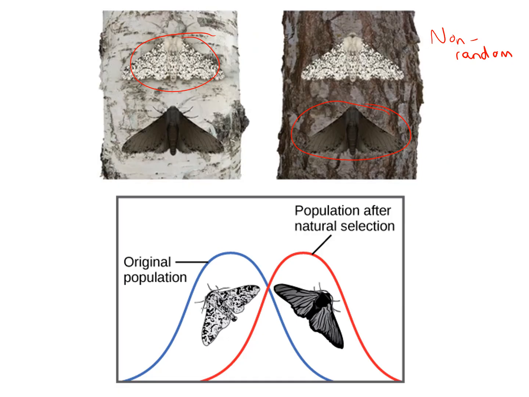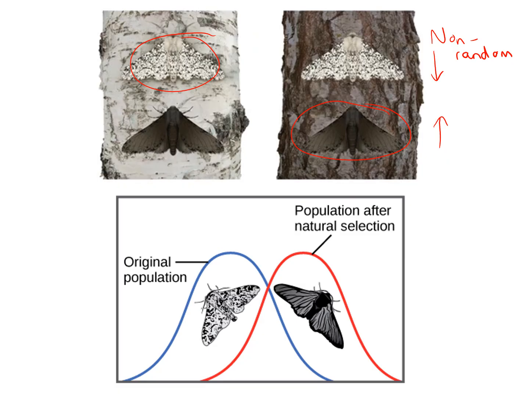So in this polluted area, we can see that the DNA sequences that code for this dark phenotype are going to increase in frequency, whereas your light coloured moths are going to decrease in frequency. And the reason for that is the birds are going to see them and they're going to eat them before they get a chance to pass those favourable alleles onto their offspring.